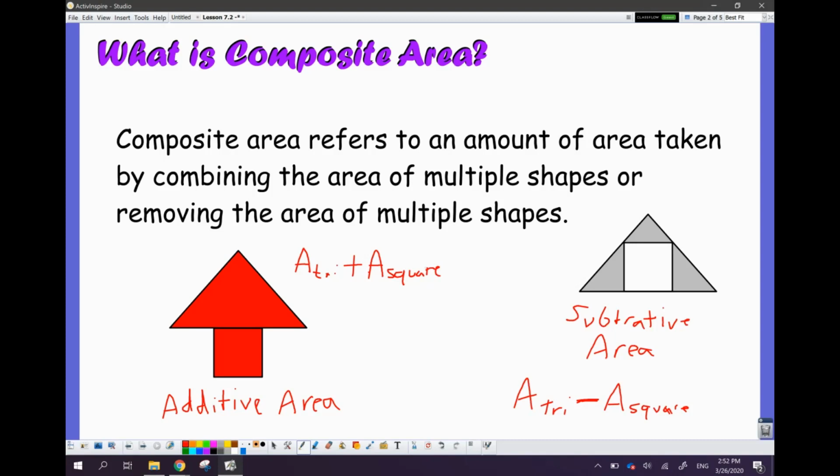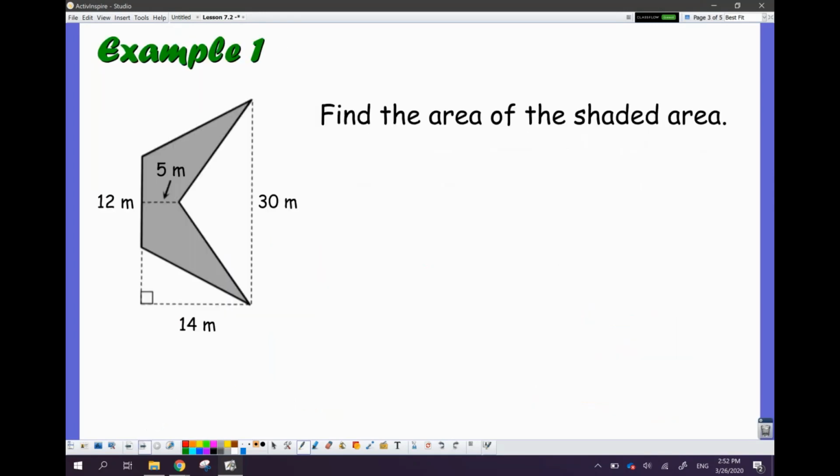So let's take a look at two examples now. I'm going to break it down bit by bit, piece by piece, so that we see what we're going to be doing to find each area. Take a look at example number 1. We need to find the area of the shaded area.